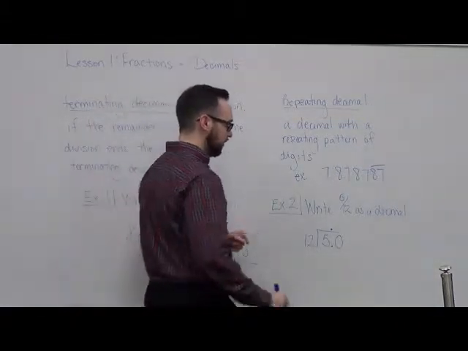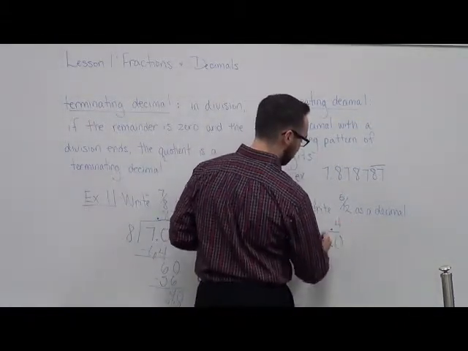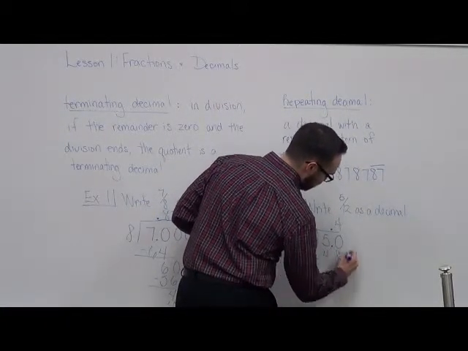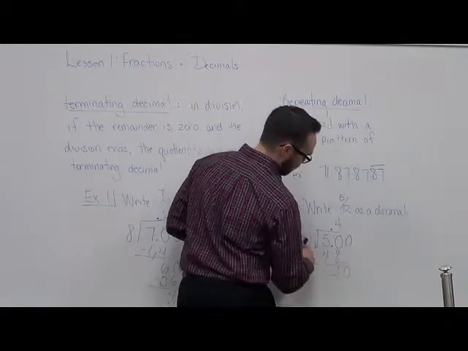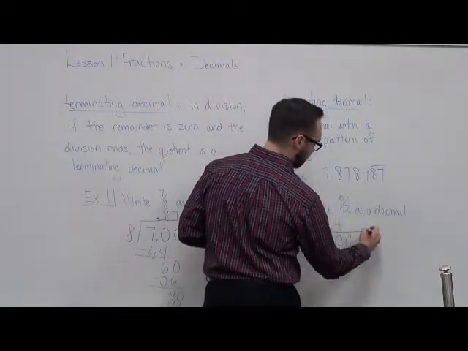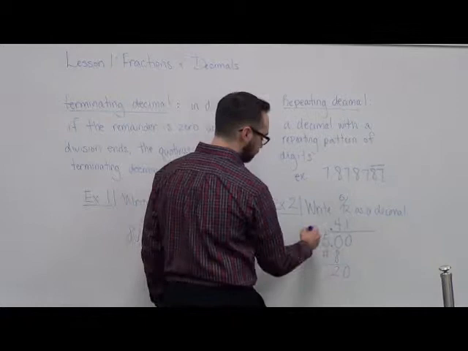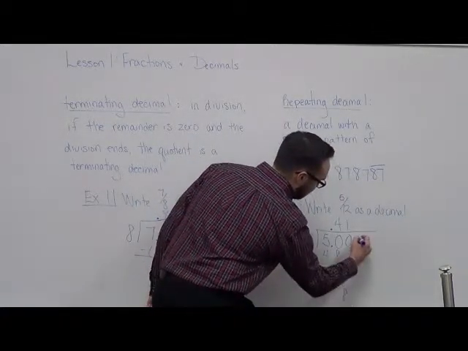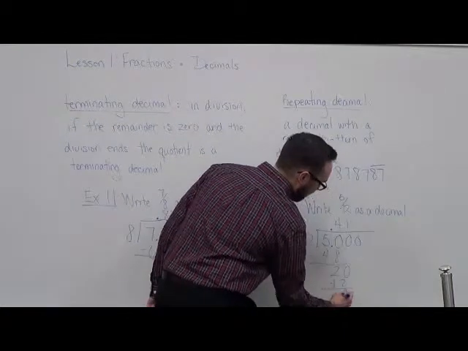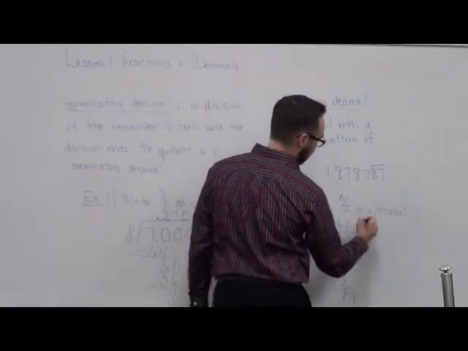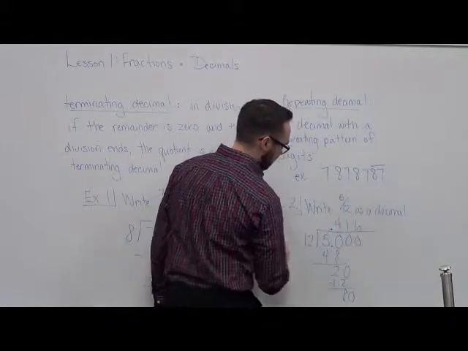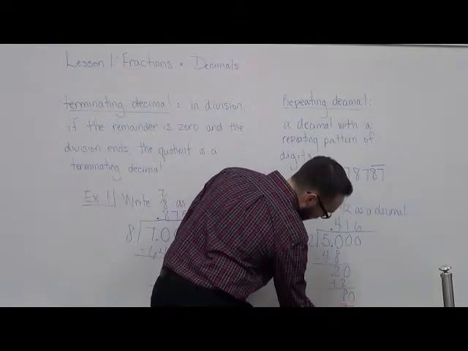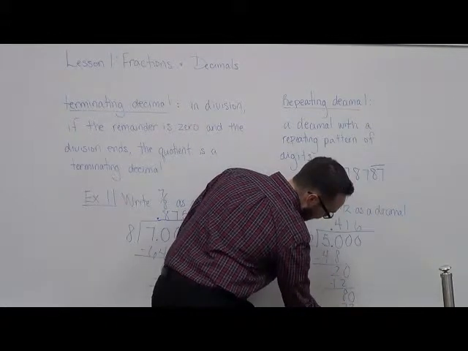So 12 goes into 50 4 times. 4 times 12 is 48. Subtract and get 2, so I add another 0 and bring it down. 12 goes into 20 one time. 1 times 12 is 12. We subtract and we get 8. Put a 0, bring that down, we get 80. 12 goes into there 6 times. 6 times 12 is 72. And then I get another 8.